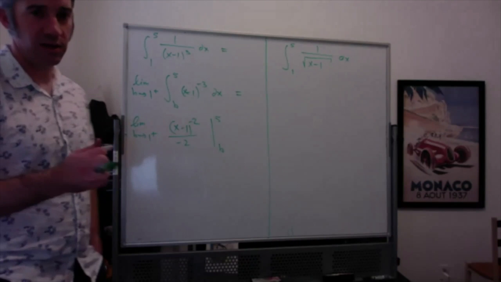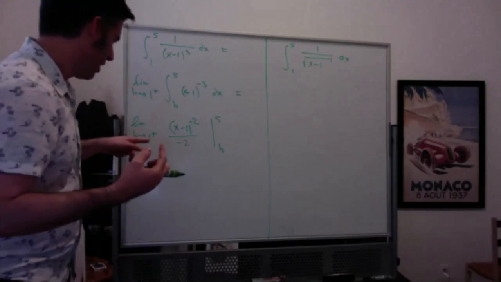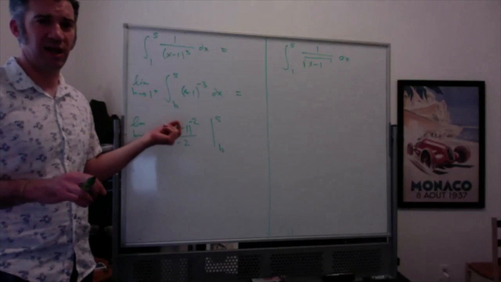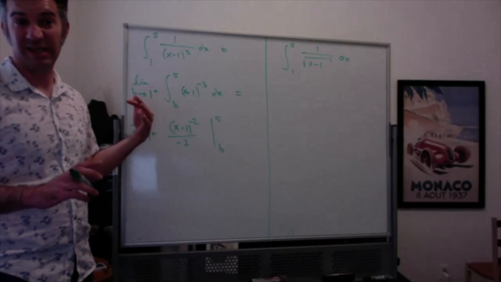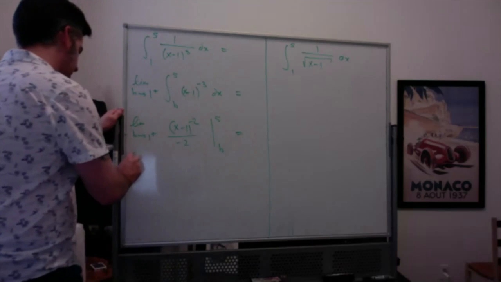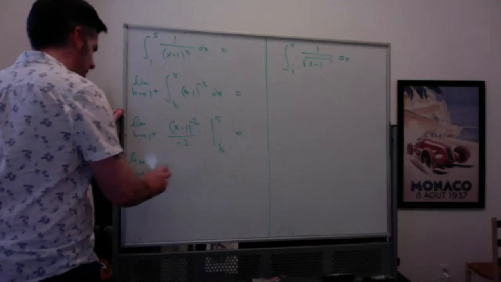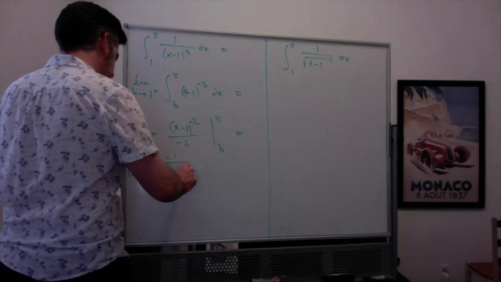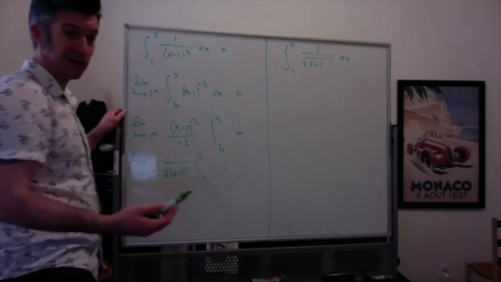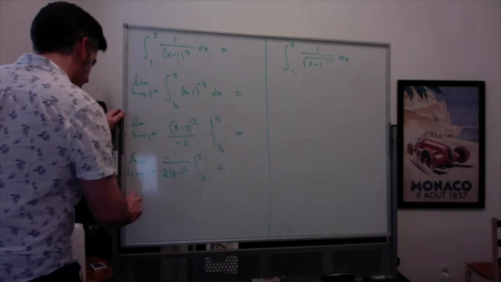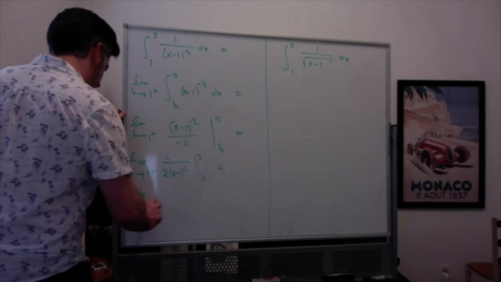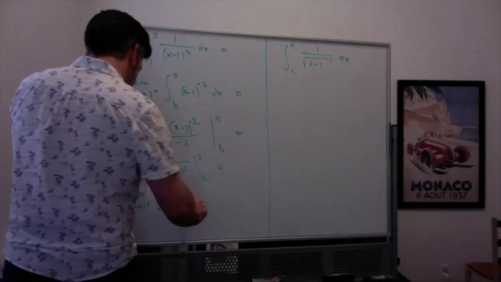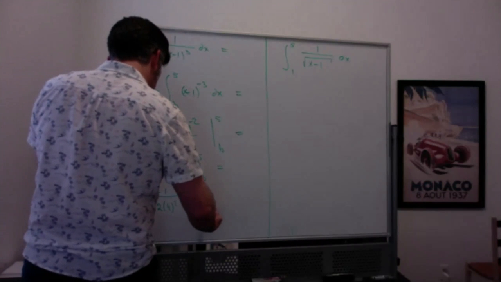Here's the problem I see happening for myself. If I plug in 1 for b, 1 minus 1 is 0, and 0 to a negative power isn't immediately obvious that, oh, that's undefined. But if I rewrite it as the limit as b goes to 1 from the right, and I write this as negative 1 over 2 times (x minus 1) squared, it's a little more clear what's going to be happening. This is the limit as b goes to 1 from the right of negative 1 over 2 times (5 minus 1, which is 4) squared, minus negative 1 over 2 times (b minus 1) squared.